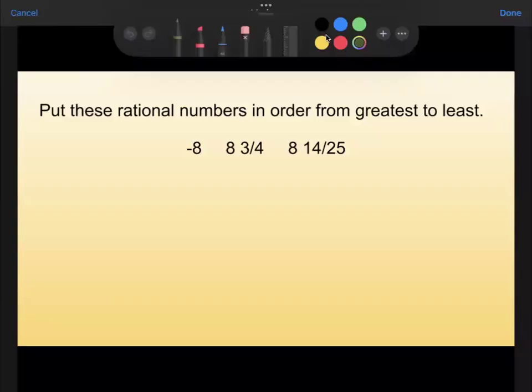Okie dokie, here is our next one. We're going to put these rational numbers in order from greatest to least again. We have negative 8, 8 3/4, and then 8 14/25. So here's what I'm going to do.